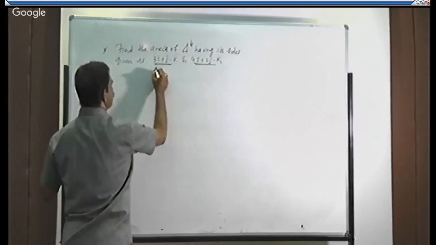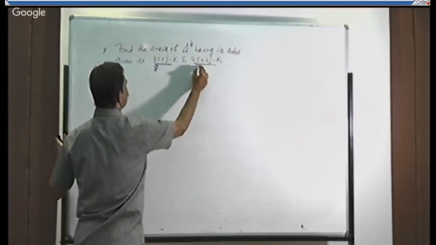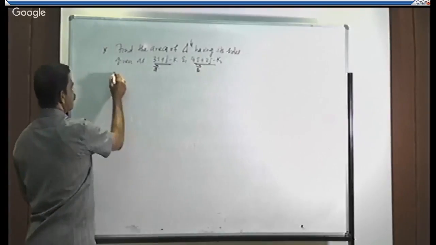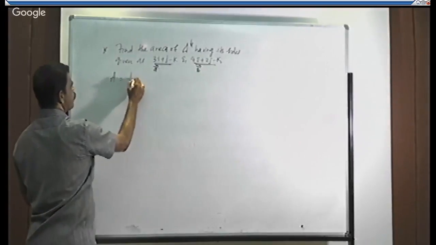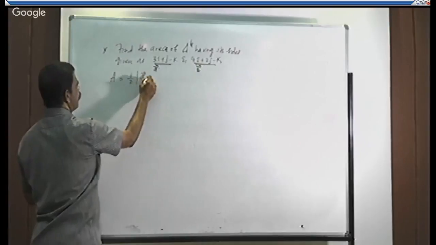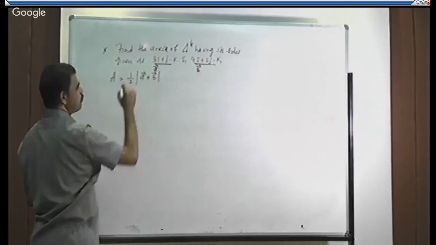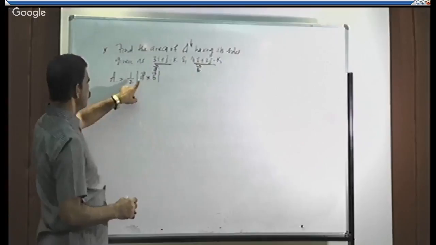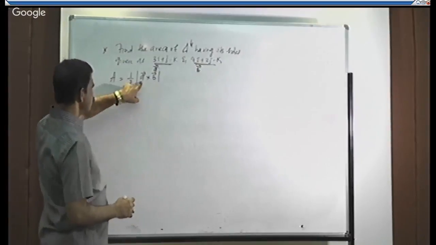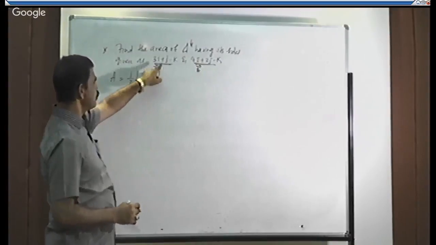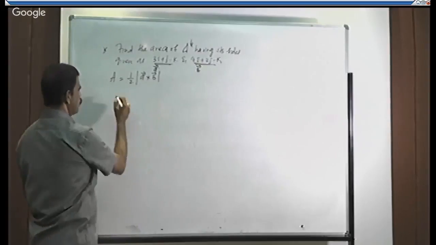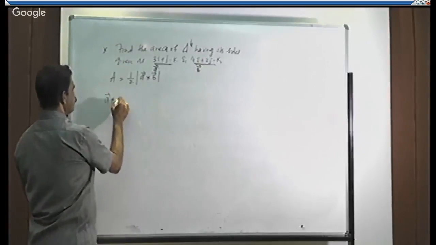This is side A and this is side B. What is the area of the triangle? Area of triangle is the magnitude of A cross B into half. That is half of the magnitude of A cross B. What are A and B? A and B are the two sides of the triangle. First get A cross B.